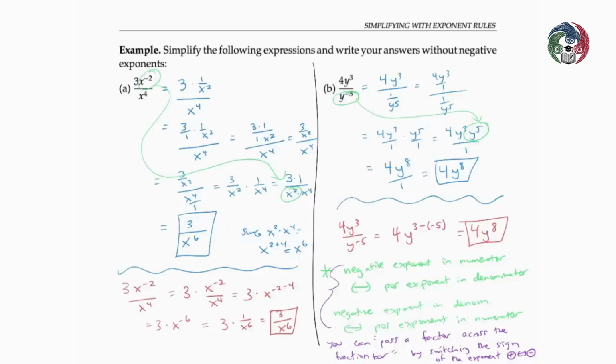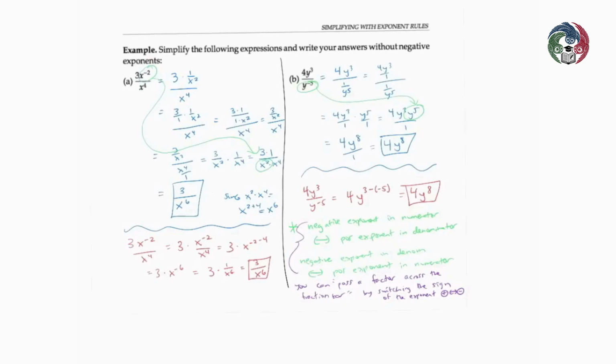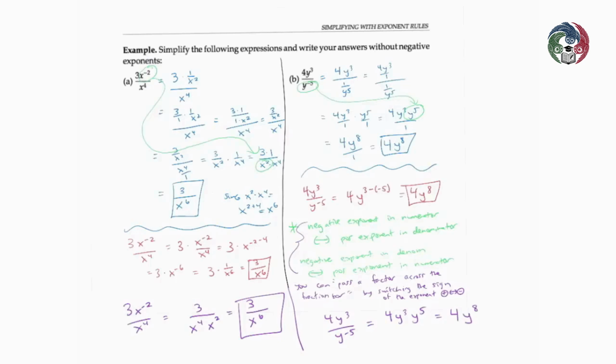Let's see how this principle gives us a shortcut for solving these two problems. In the first problem, 3x to the minus 2 over x to the 4, we can move the negative exponent in the numerator and make it a positive exponent in the denominator. So we get 3 over x to the 4 plus 2, or x to the 6th. In the second example, for 4y cubed over y to the minus 5, we can change the y to the minus 5 in the denominator into a y to the 5 in the numerator and get our final answer of 4 y to the 3 plus 5, or 8.